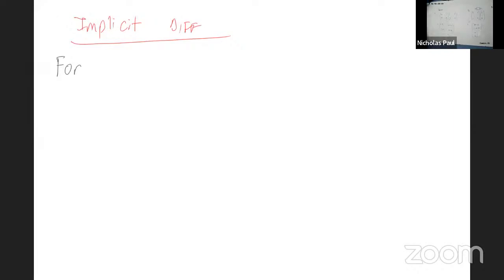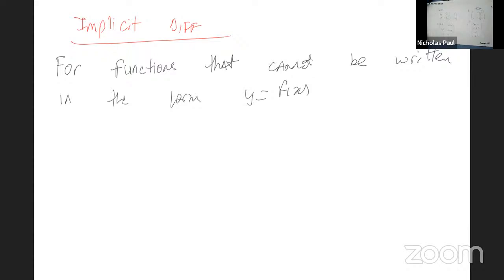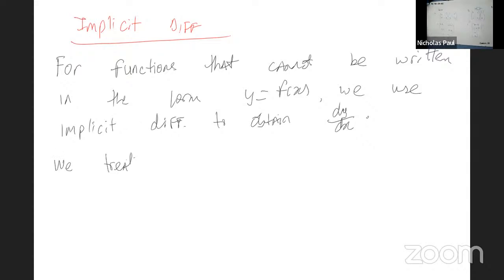Right, so for functions that cannot be written in the form y is equal to f of x, we use implicit differentiation to obtain dy dx, right? We treat y as a function in terms of x.